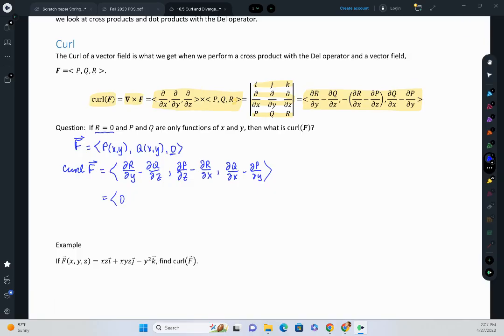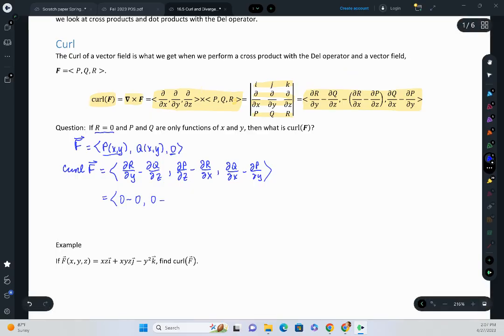All right, then if I take del Q/del z, I'm going to go to my Q function. Q is just a function of x and y. So if I take the derivative with respect to z, the whole thing will go to 0. Okay, so my first component's 0. Del P/del z, I go to P and I remember, oh, it's just a function of x and y, so del P/del z is 0.